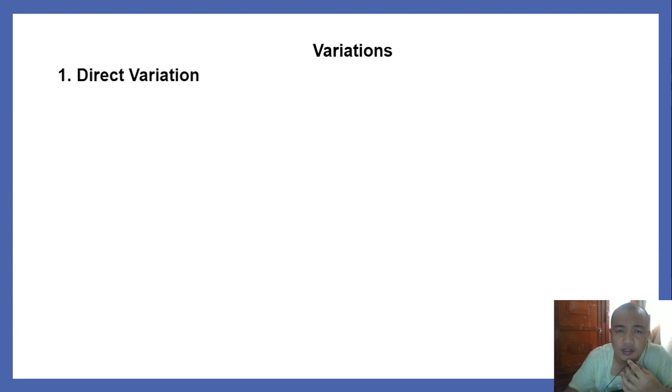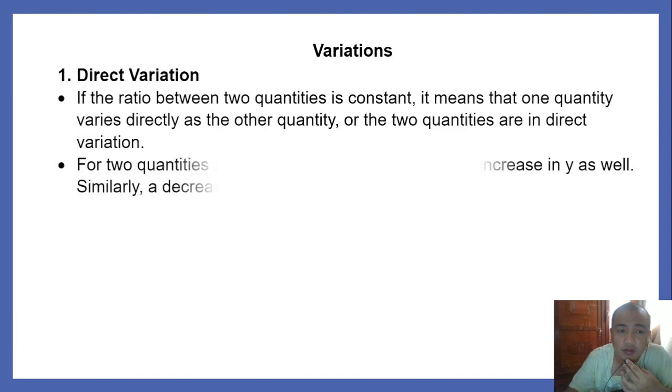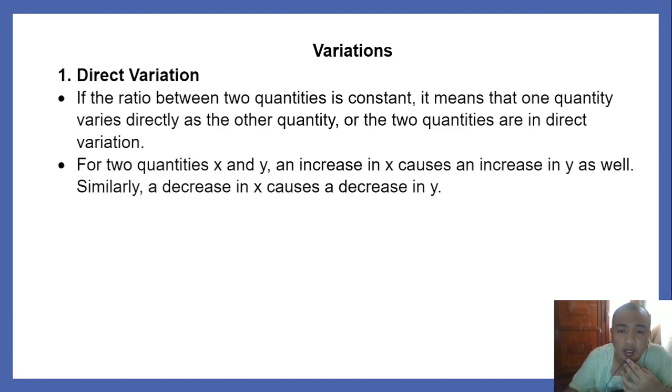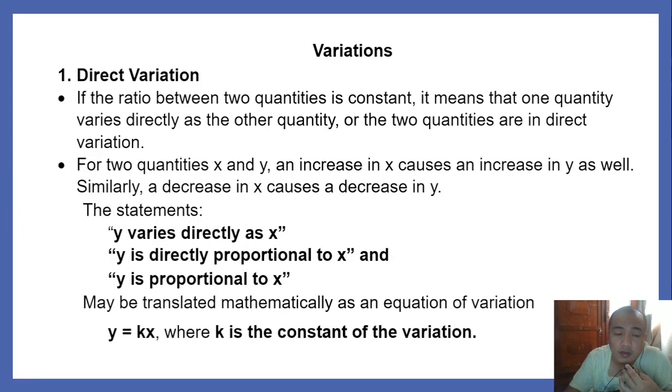So let's have a review. Direct variation: if the ratio between two quantities is constant, it means that one quantity varies directly as the other quantity, or the two quantities are in direct variation. For two quantities x and y, an increase in x causes an increase in y as well. Similarly, a decrease in x causes a decrease in y. That is direct variation. The statements "y varies directly as x," "y is directly proportional to x," and "y is proportional to x" may be translated mathematically as an equation of variation: y equals kx, where k is the constant of variation.